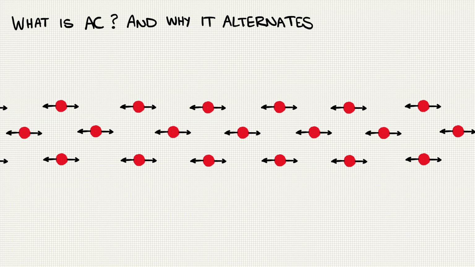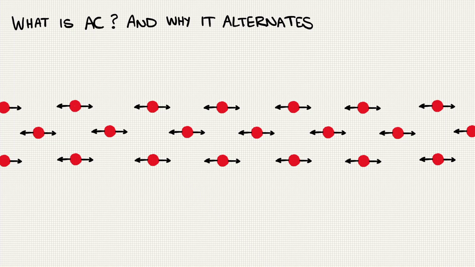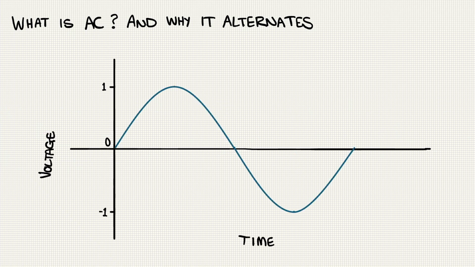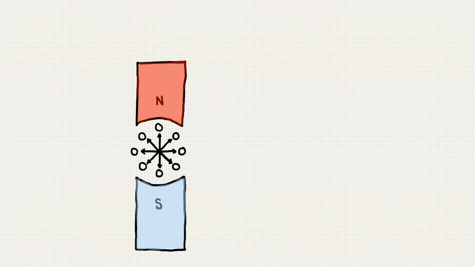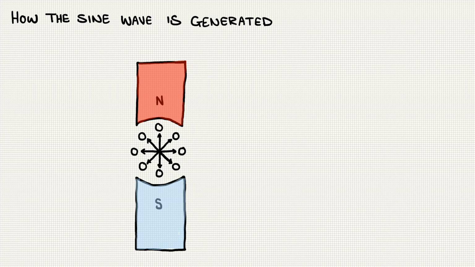In Australia, this happens 50 times each second, resulting in a frequency of 50 Hz. As the current flows forward and backwards, its voltage smoothly rises and falls, forming a sine wave. This represents how voltage and current change over time in AC systems. The sine wave comes naturally from how electricity is generated.